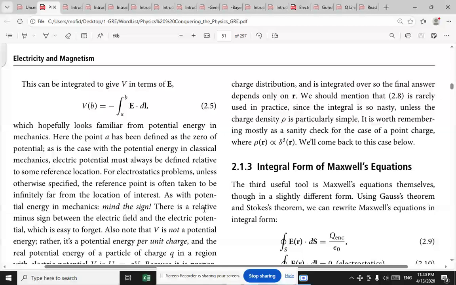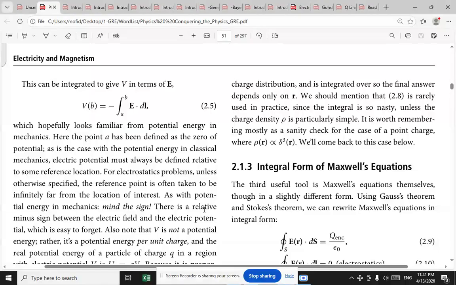This can be integrated to give voltage in terms of the field. V(b) is equal to minus the integral, the lower bound is r, the upper bound is b, of E dot dl, which hopefully looks familiar from potential energy in mechanics. Here the point r has been defined as the zero of potential, as is the case with the potential energy in classical mechanics. Electric potential must always be defined relative to some reference location for electrostatics problems unless otherwise specified. The reference point is often taken to be infinitely far from the location of interest.